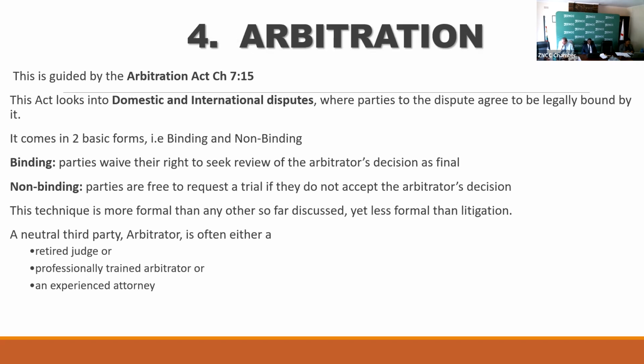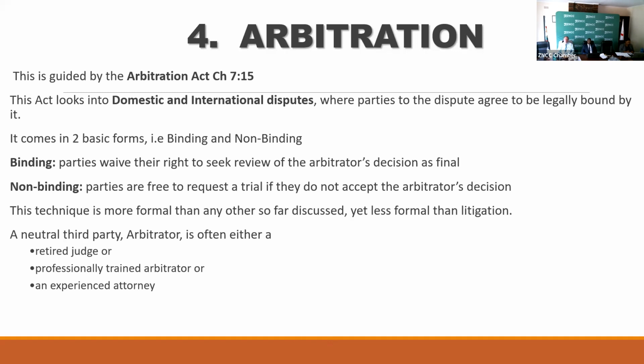This is guided by the Arbitration Act, Chapter 7.15. This act looks into domestic and international disputes where parties to the dispute agree to be legally bound by it. It may have a binding effect or a non-binding effect. The binding arbitration is when parties waive their right to seek review of the arbitrator's decision as final. When it is non-binding, the parties are free to request a trial if they do not accept the arbitrator's decision.